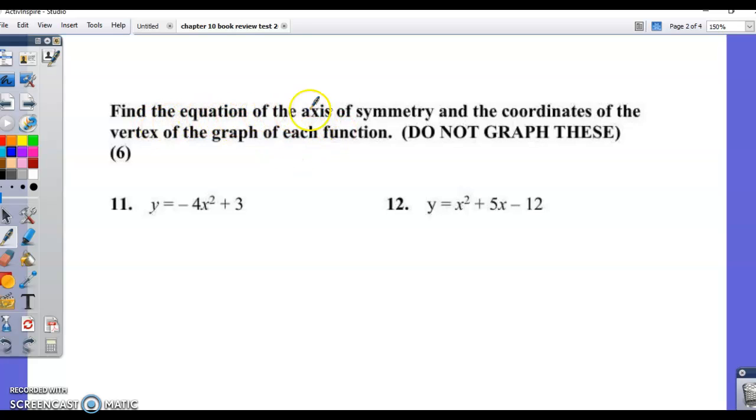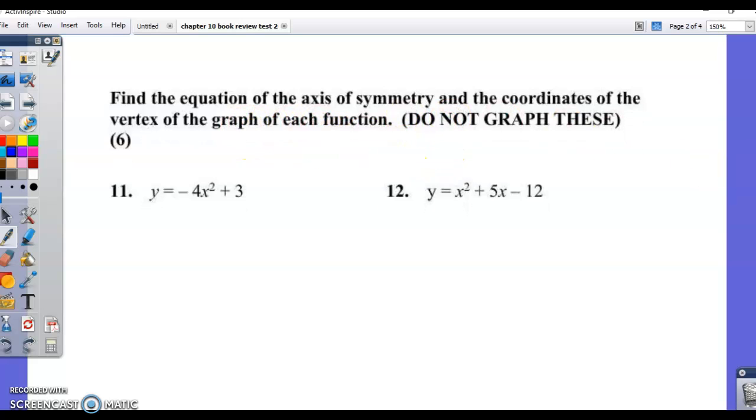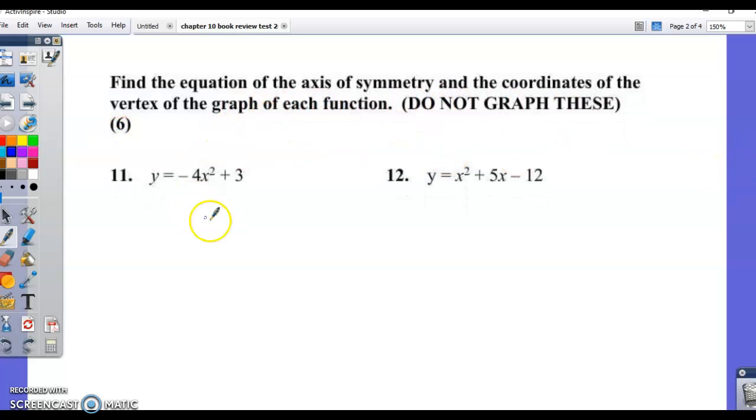All right, find the equation of the axis of symmetry and the coordinates of the vertex of the graph for each function. All right, we don't have to graph these. We'll graph those other ones later, but here's where we identify a, b, and c. And we're using x equals negative b over 2a as our starting point. So my a here is negative 4. My b, there is no b, so that's 0. And my c is 3.